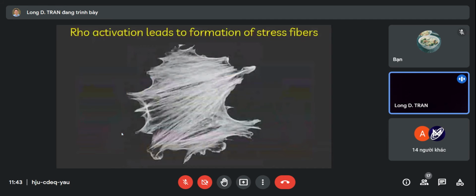And in the cell, when Rho is overactivated, it leads to the formation of stress fibers. You know that because when Rho is activated, then formin is activated, and formin will generate unbranched actin, and those actin filaments will combine together by alpha-actinin to form the stress fiber or parallel actin fiber.